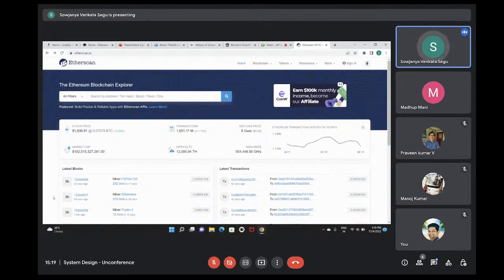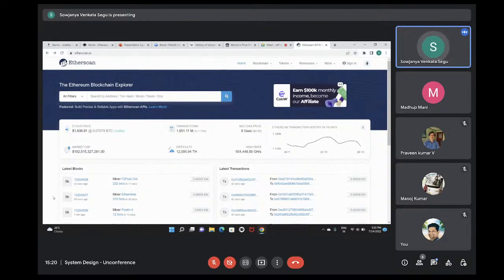We can also create a node that we can join mainnet. See, the main Ethereum network is called Ethereum mainnet. I forgot to tell you that. We can create a node and join Ethereum mainnet.